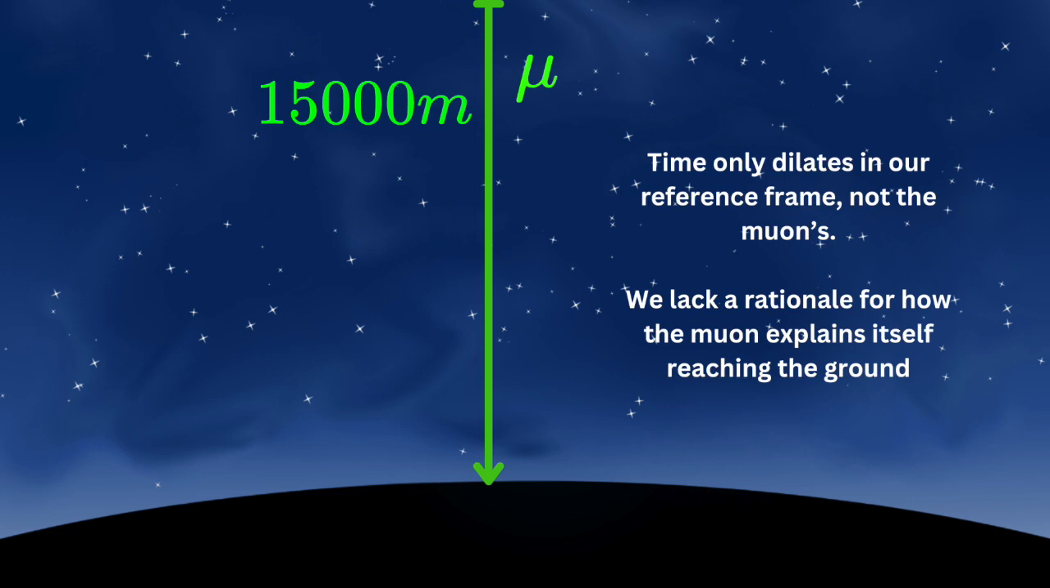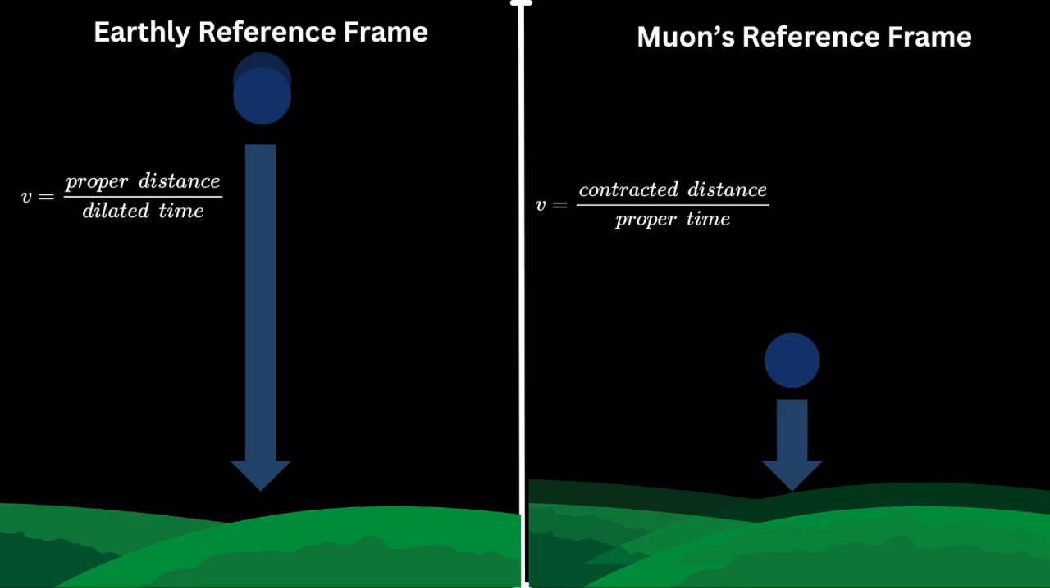Using the models we know so far, we have no explanation as for how an observer in the muon's reference frame can measure the same event as we can. There is only one possible explanation. The muon must be traversing a contracted distance in the proper time relative to itself, while we on Earth see it traveling the proper distance in a dilated time. This allows both observers to agree upon the event. The muon reaches the ground.